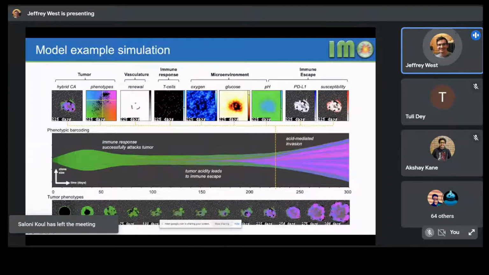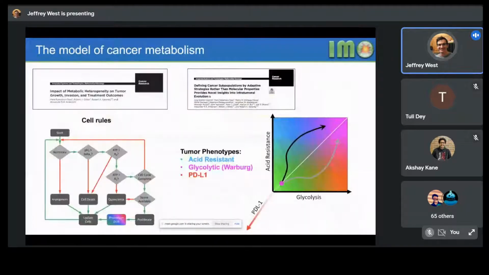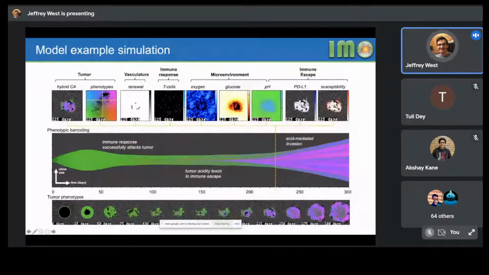So we can see that our tumor phenotypes evolve over time, and I'm going to go into more detail on this later. But basically, at the end of the simulation, we see this very aggressive top right phenotype, which is associated with our increased glycolysis here and increased acid resistance. And that's called our aggressive phenotype. So just think of this pink phenotype as a very aggressive, invasive phenotype.